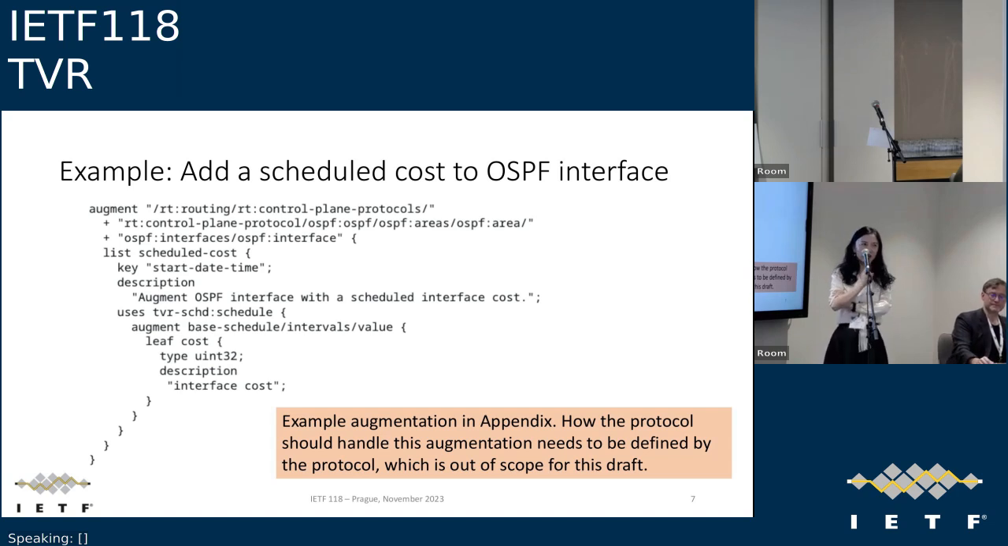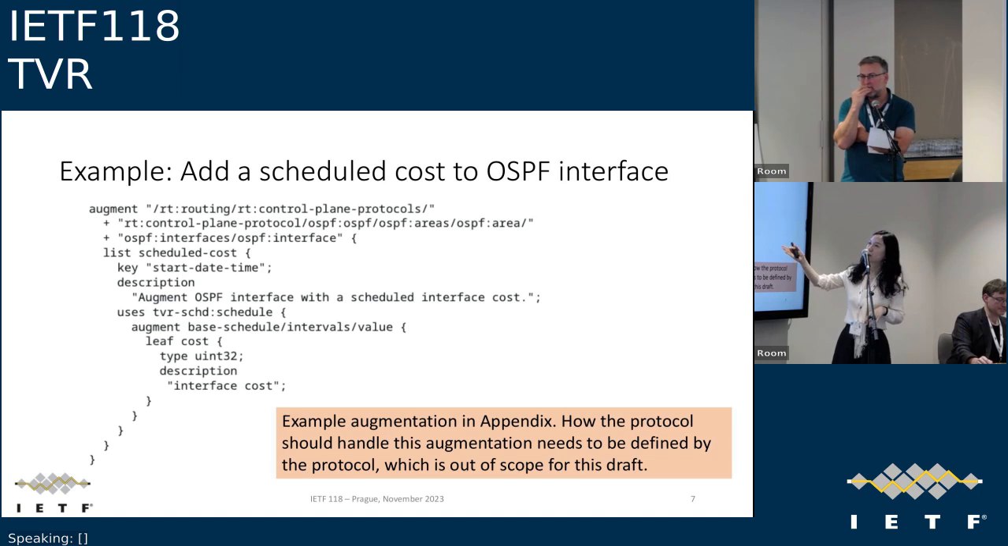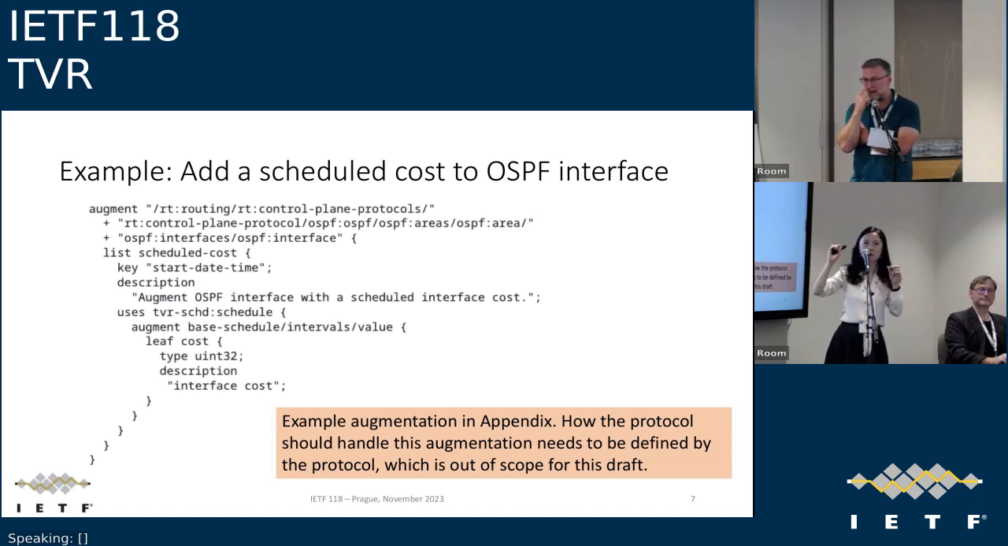I'll try to answer if I understand your question right. Right now for the node module, we only have the simple one, just for node power on and off. For current OSPF, the example we're using here, OSPF cannot use that information. So we are just using the schedule defined, and we are changing the link cost with the schedule cost. You can see we are augmenting the empty container with a cost, and we are augmenting the interface.